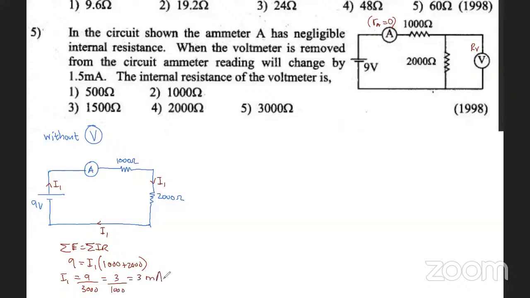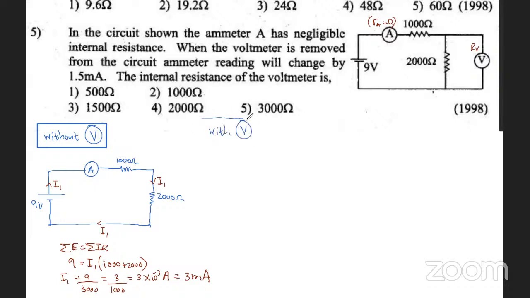I'm using milliampere because it's 3 into 10 to the power minus 3 ampere, which is 3 milliampere, because they have given answers in milliampere here. 3 milliampere. Okay, people. Now this is without the voltmeter. Now let's consider what happens with the voltmeter.